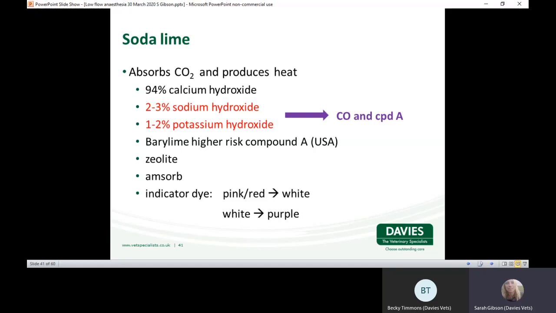So changes have included adding zeolite, which maintains the pH at a higher level for longer and retains moisture, so improving the carbon dioxide absorption. It also has a lower risk of carbon monoxide and compound A production. So just remember the indicator dye, some of them go pink or red to white, and others go from white to purple. So make sure you know which one you've got.